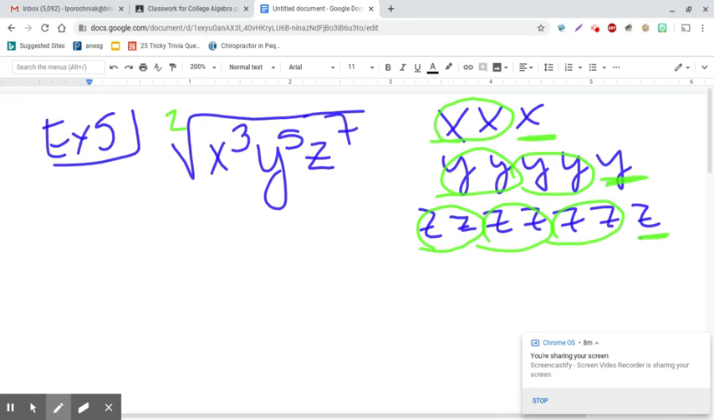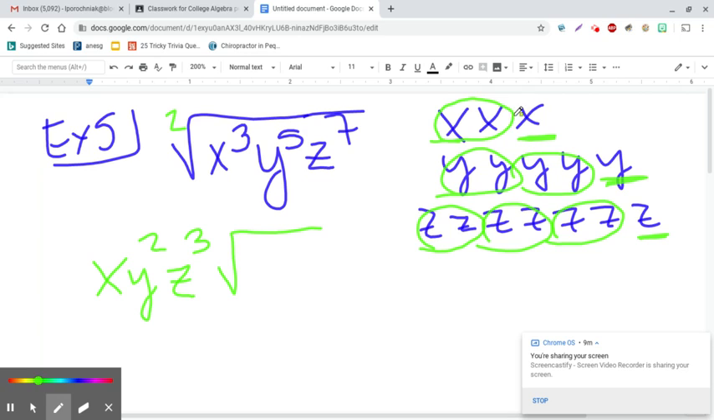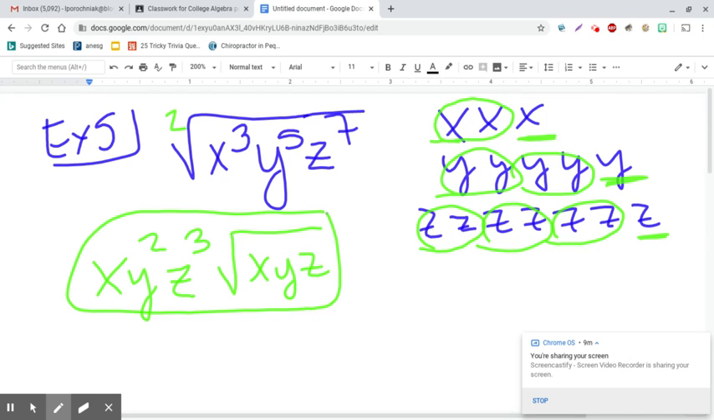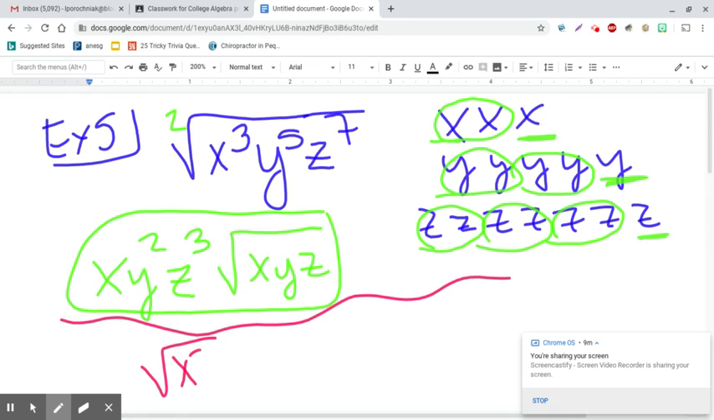How many x's did we take out? 1 group. How many groups of y's did we take out? 2. How many groups of z's did we take out? 3. What's left over? An x, a y, and a z. Done. Other way. X to the 3, Y to the 5, Z to the 7.